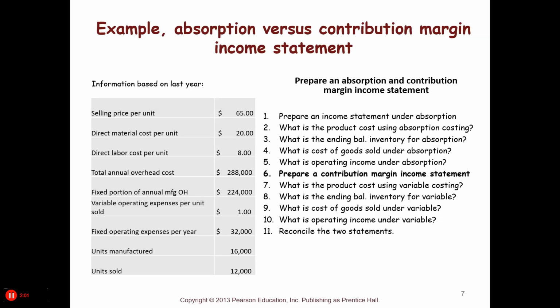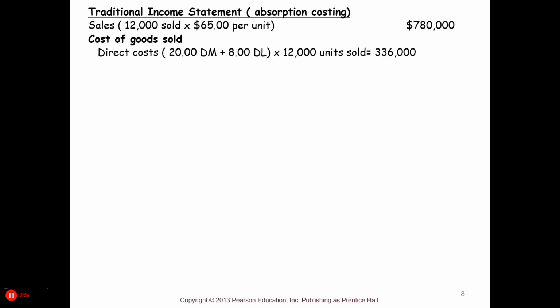Now, this is like your homework. It's a little tricky, so I've tried to explain how to do this as much as possible. The first thing we're going to do is remember it's units sold times the sales price. It's not units produced. Cost of goods sold. We know the direct cost per unit because they gave you that in the problem. So we know direct material and direct labor, that's $28 times 12,000 units sold. That gives us $336,000.